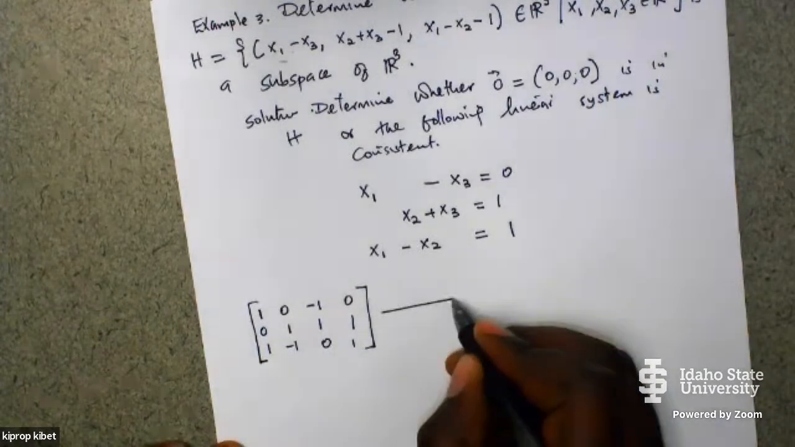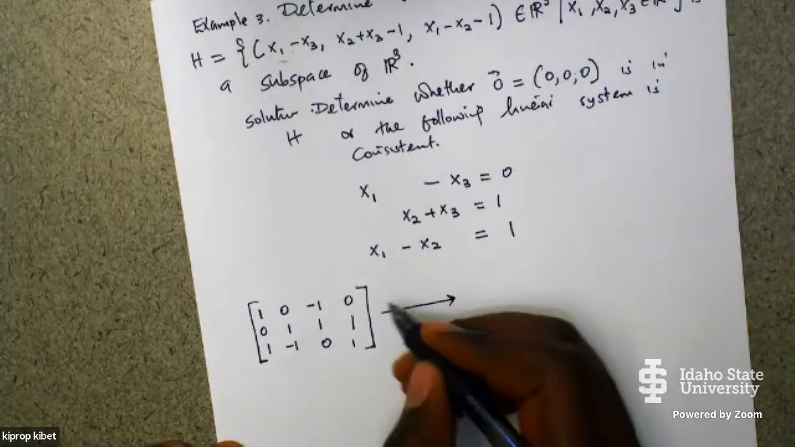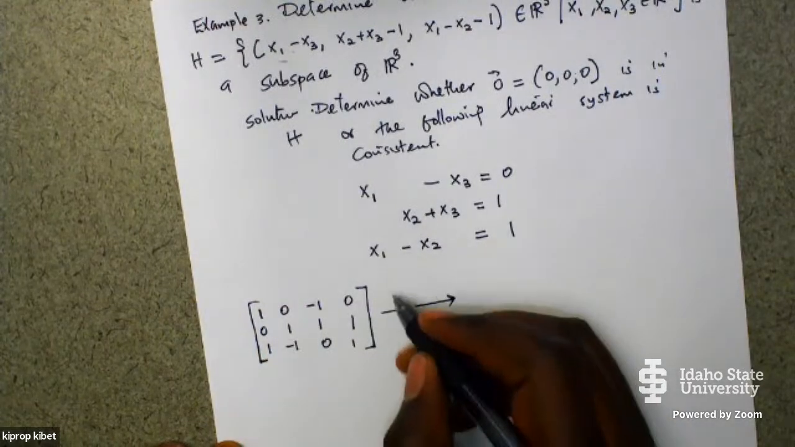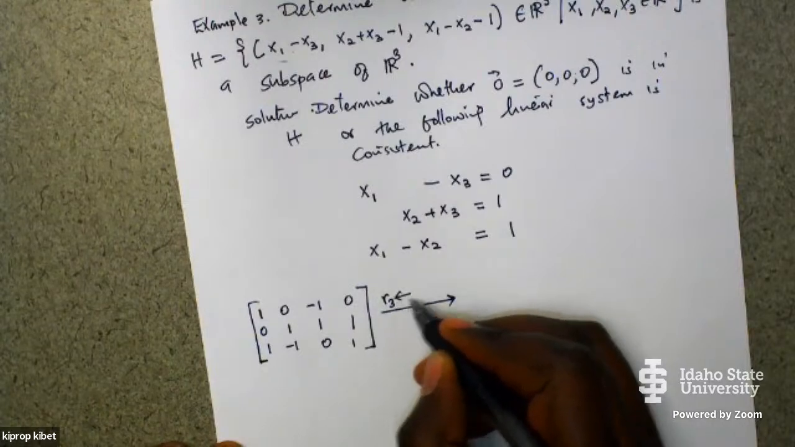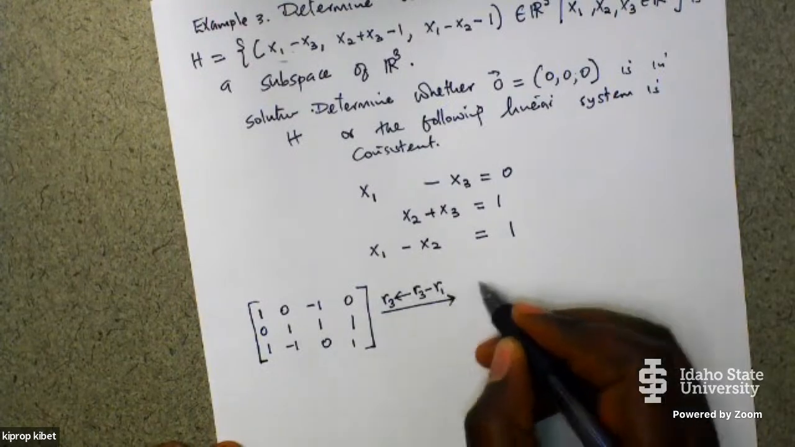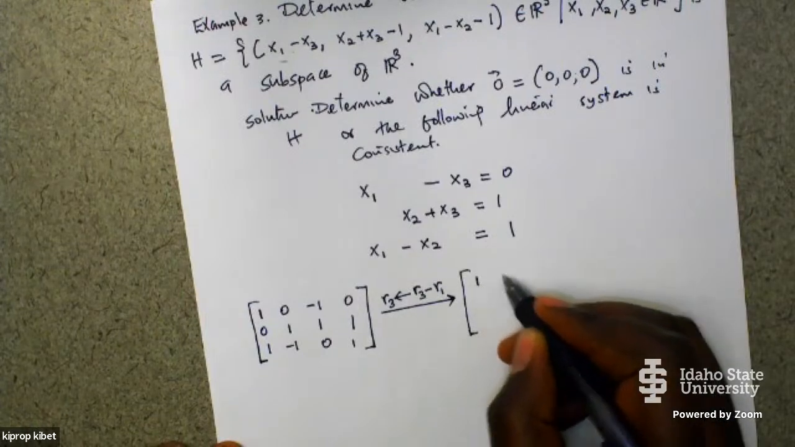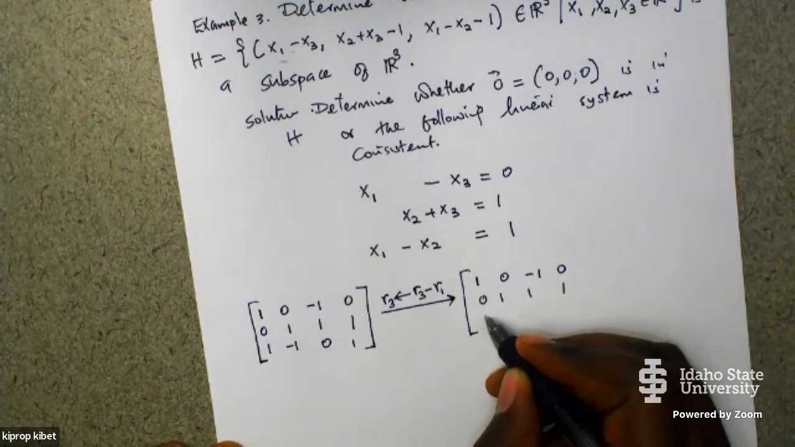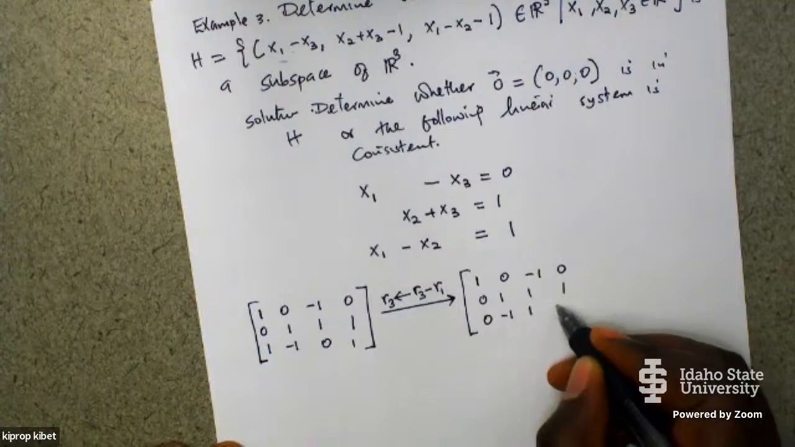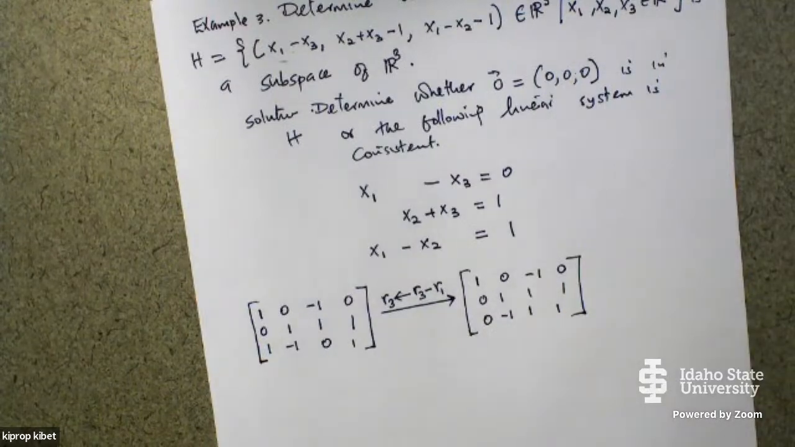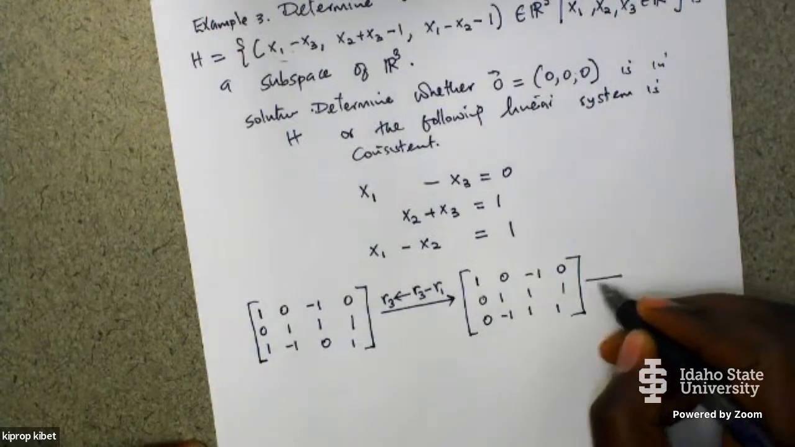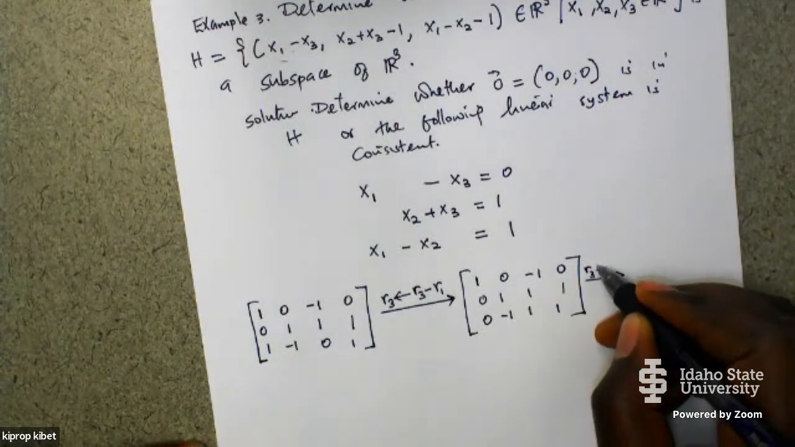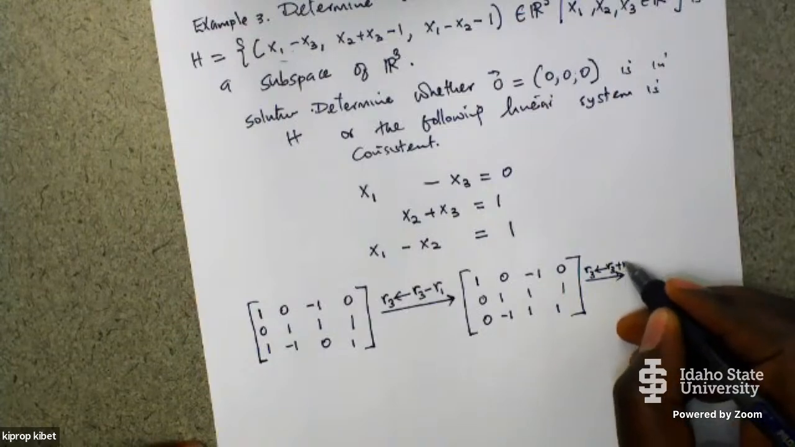So once we reduce this, we need to reduce the last one. The new R3 is R3 minus R1. So what we get is 1, 0, negative 1, 0, 0, 1, 1, 1, and then 0, negative 1, 1, and then 1. Then we reduce this. To get the new R3, it is R3 plus R2.